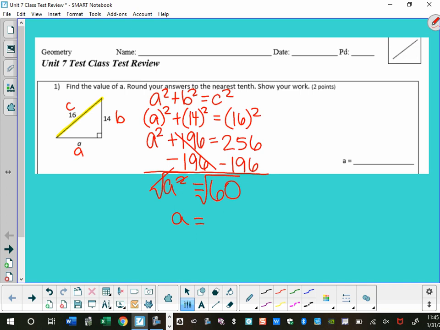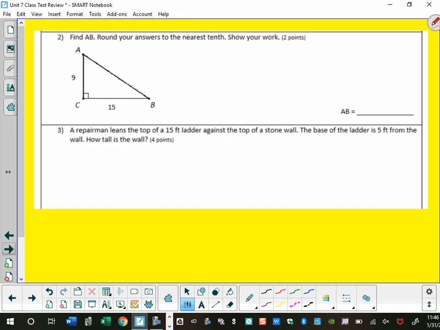What is the square root of 60? Type it into your calculator. It's a decimal. Guys, are you listening to me? It's 7.7. Leave it as a tenth. Your answer is 7.7. You need to make sure that you take the square root to get your final answer. That's fine. 7.74. All right.